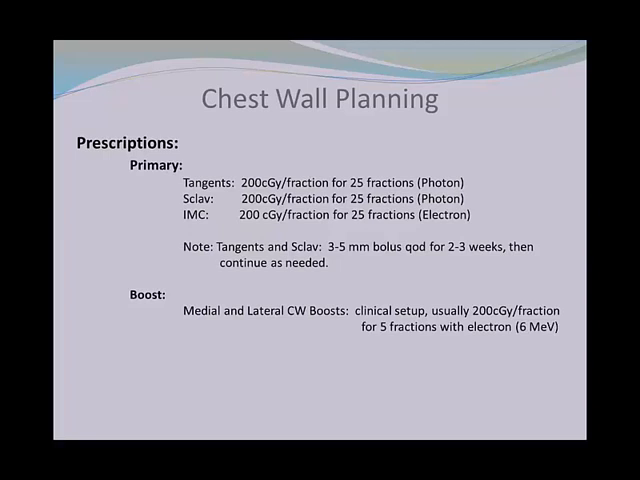Once the primary is done, usually the physician likes to use a boost to the medial and lateral chest wall, and normally it would be 200 centigray per fraction for 5 fractions using 6 MeV electrons.